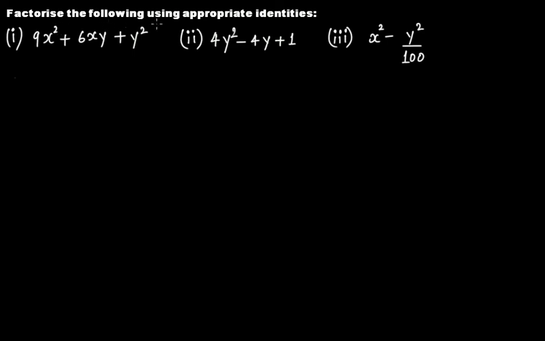Factorize the following using appropriate identities. Now this is important: you have to use identities, that is, algebraic identities. So the first one is 9x squared plus 6xy plus y squared.